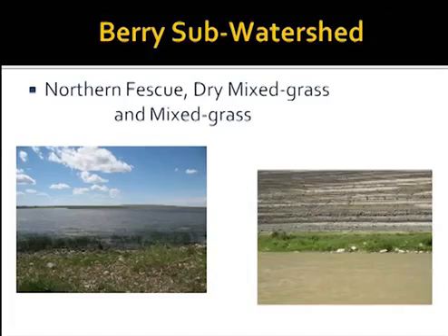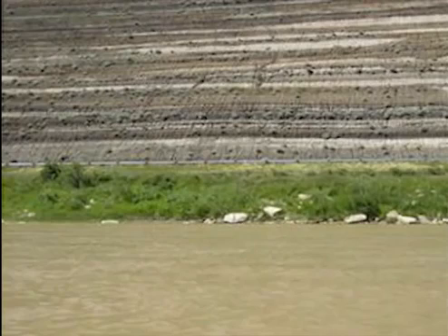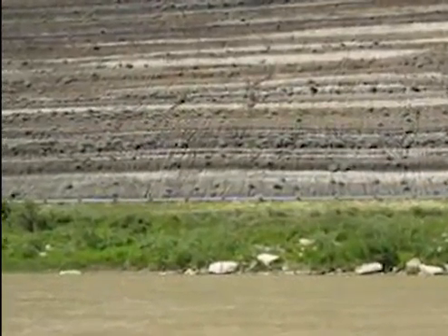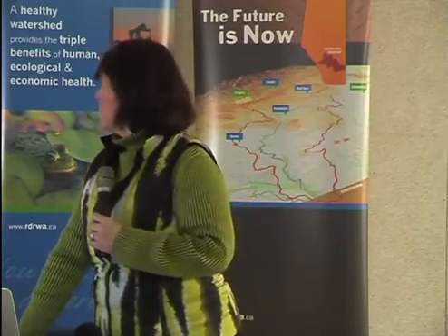Berry Subwatershed, this is where in the cliffs along the Red Deer River, they can actually do climatic studies because of the way that they're laid down. They can actually tell when we had big droughts, when we had big wet, and they can actually do quite a few climate studies there.